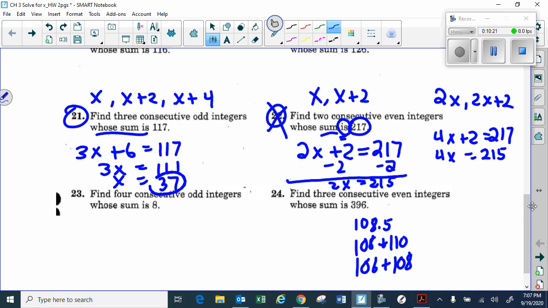You should get an integer like this. So I have 37. 37 plus 2 is 39. And add 2 more to that, 41. If I add all those together, I get 117. And there you go.